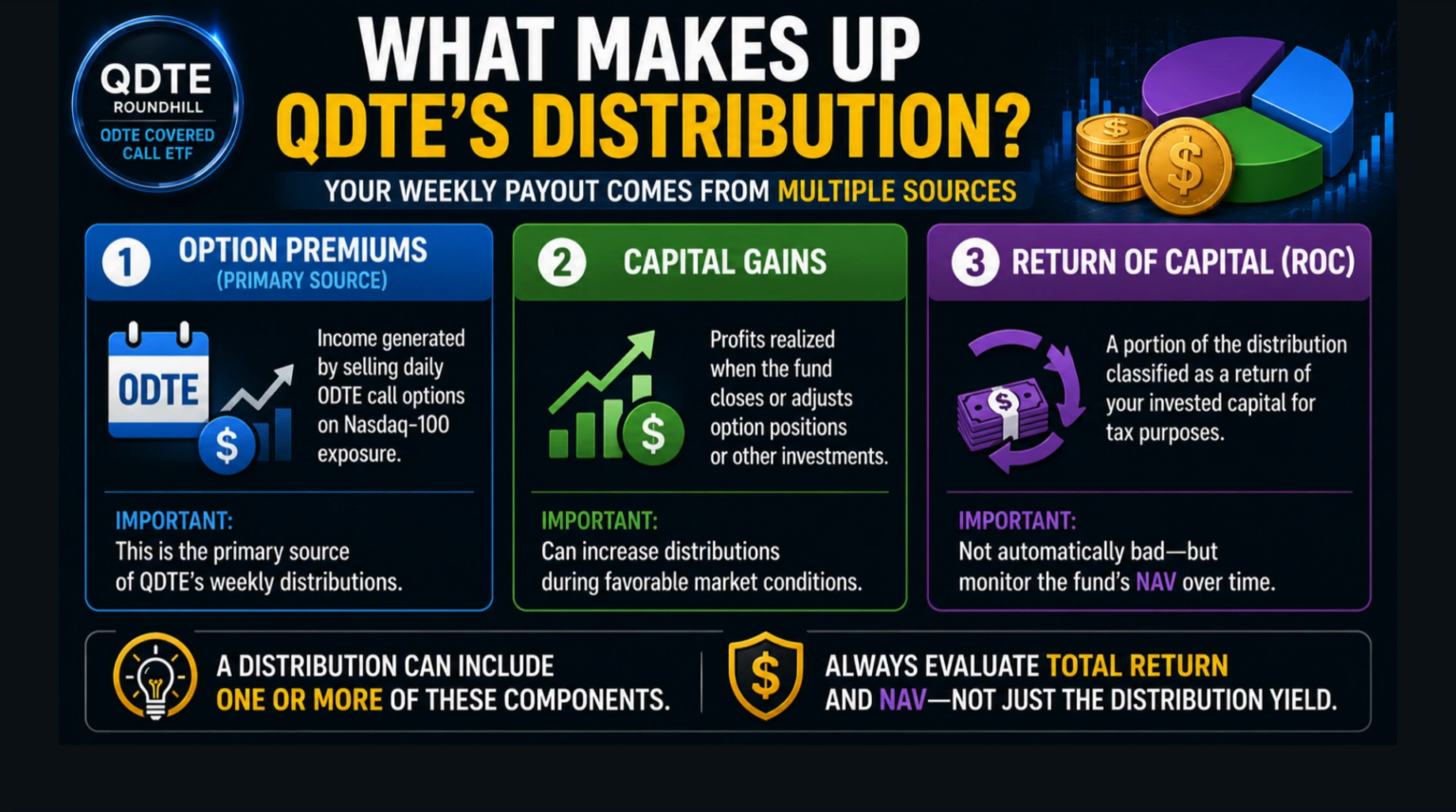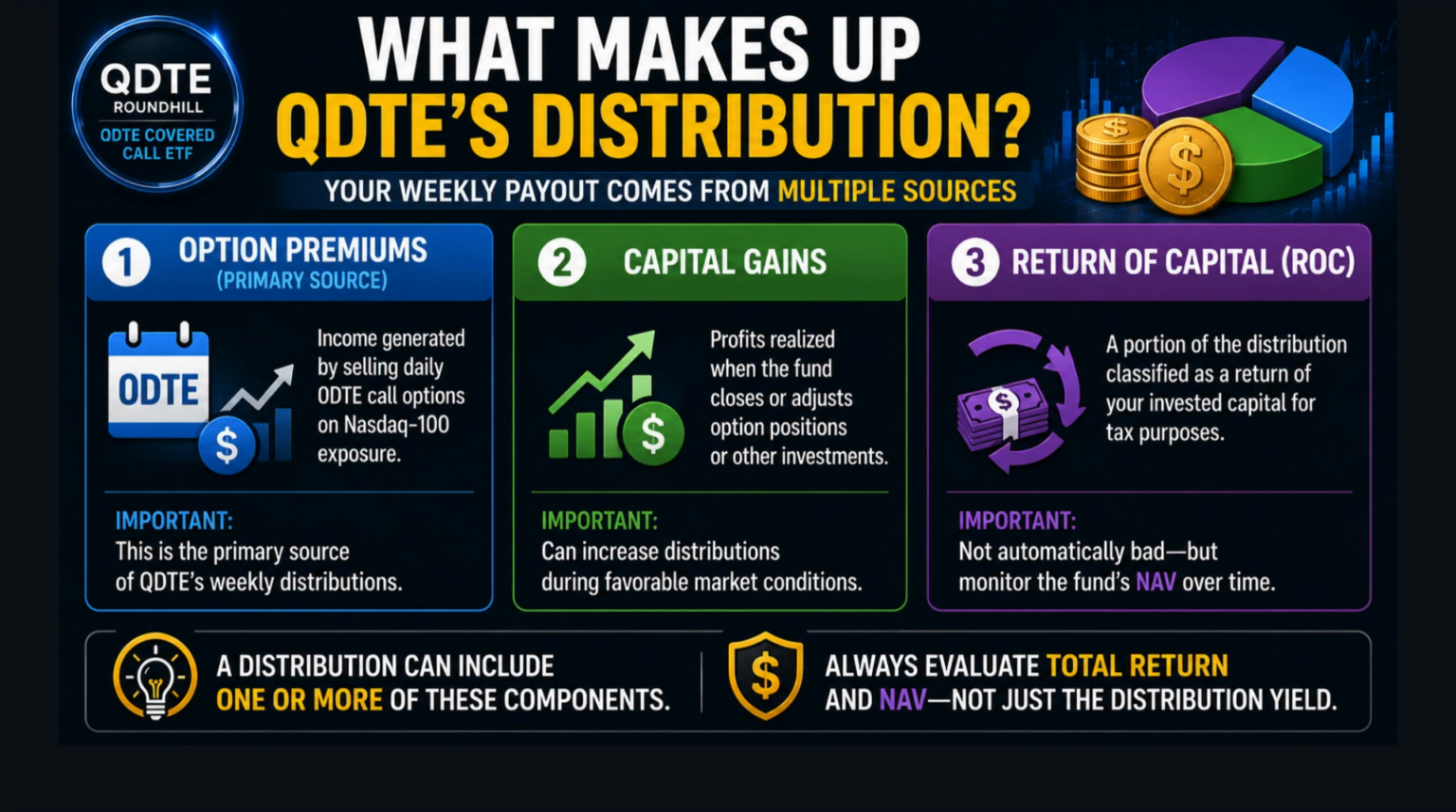QDTE's weekly distributions can come from multiple sources, and understanding this is essential. The first source is option premium, which is the income earned from selling daily options. This is the fund's primary income strategy. The second source is capital gains, which may occur when the portfolio sells investments at a profit. Finally, part of a distribution may be classified as return of capital, or ROC. This simply means a portion of the cash distributed comes from the fund's capital rather than current investment income.